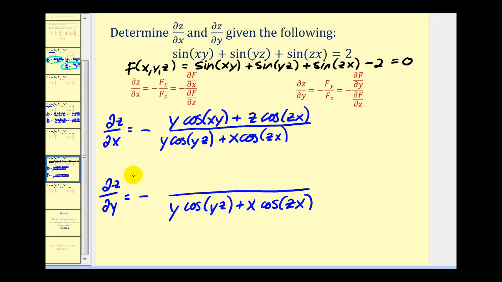So we'll finish off by finding the numerator of the partial of z with respect to y, which will come from the partial of f with respect to y. So here we're going to have cosine xy times x, or x cosine xy, plus the derivative of this term is going to be cosine yz times z, or z cosine yz. The derivative of this would be 0 with respect to y, and this would be 0 as well. And again, this does not simplify, so again we found both first order partial derivatives of implicit equations. I hope you found these examples helpful.